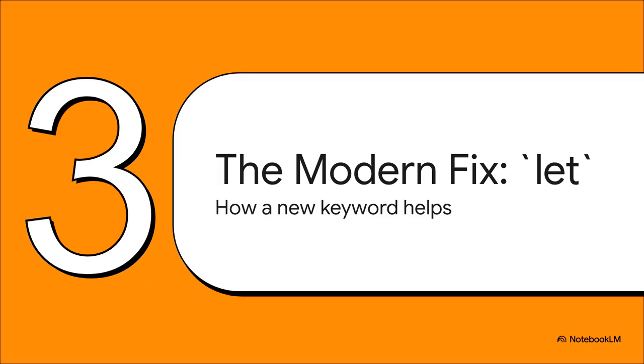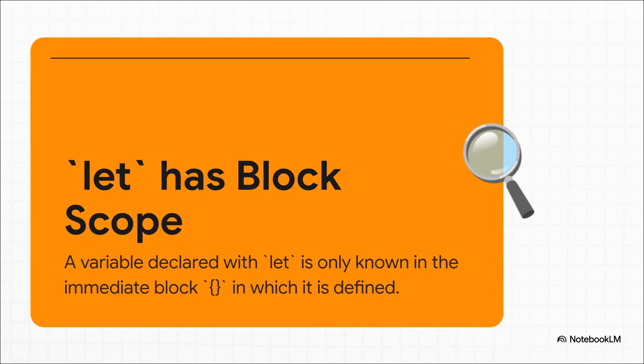So how do we fix this mess? This is where we bring in the modern fix, let. This one keyword is going to solve our whole problem. So let is the hero of our story here because it has block scope. This is the game changer. A variable you declare with let is basically locked inside the block, those curly braces, where you define it. It cannot escape. It's trapped, which is exactly what we want.